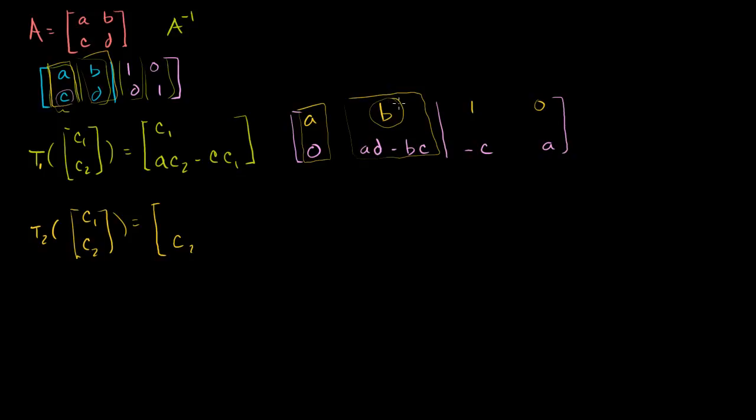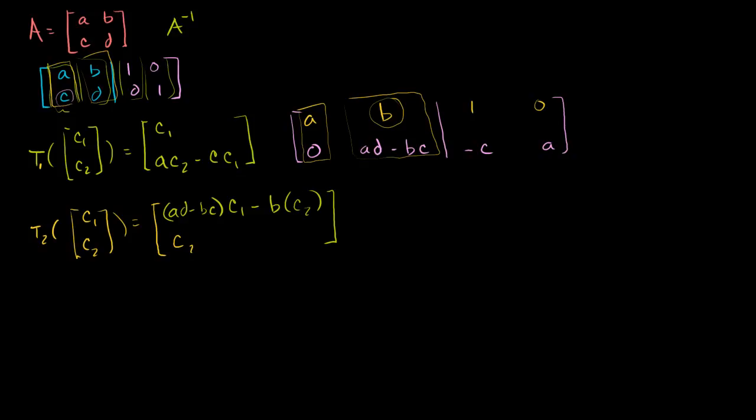But in order to zero this out, I can replace the first row with this scaling factor times the first row minus this scaling factor times the second row. So it'll be AD minus BC times your first entry in your column vector minus B times your second entry. And the whole reason I'm doing that is so that this guy zeroes out.